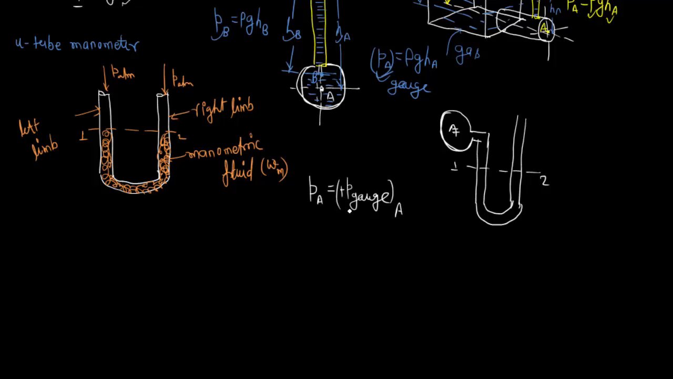Okay, so as this is plus P gauge, and here is atmospheric pressure and here is pressure more than the atmospheric, then the level of this manometric fluid will go down here in this left limb and will rise in this right limb. Okay, so in this case the level of this manometric fluid goes down here, and the level of this manometric fluid is going up here.